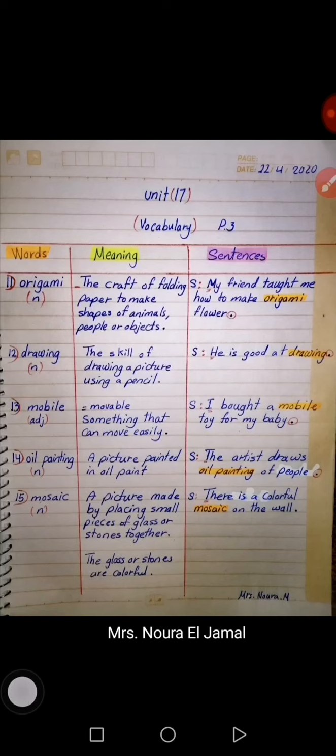So what's the meaning of mosaic? We can collect colorful pieces of glass or colorful pieces of stones, and we can place them together beside each other to form a mosaic. So is mosaic a picture made by colors? No. By sticking paper? No. By placing small pieces of colorful glass or stones together. What's the sentence? There is a colorful mosaic on the wall.